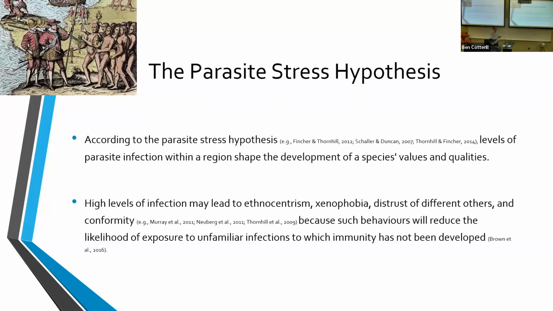And so just to help frame this, there is the parasite stress hypothesis, which is essentially that the more pathogens that there are in an area, or the more risk of exposure that there is, this will have an impact on the views, the ideologies, and so on of that community. And they're more likely to then be xenophobic, fearful of strangers. They're more likely to then endorse in-group loyalty, tradition, and be wary of outsiders and outside ideas, okay?